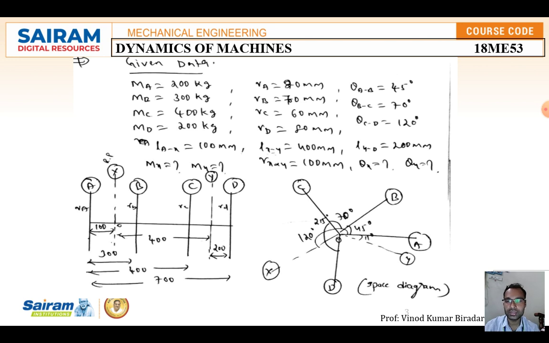So here I show in figure A and figure B. Figure A shows the position of the planes, and figure B shows the space diagram. Take one particular shaft upon which the masses A, B, C, D are mounted, with the radii of rotation also given. X and Y are the balancing masses introduced between, fixed in between A and B and C and D, at a distance of A to X is 100 and Y to D is 200. We don't know the X and Y magnitudes, but we need to calculate them, and also the angles of rotation between them.